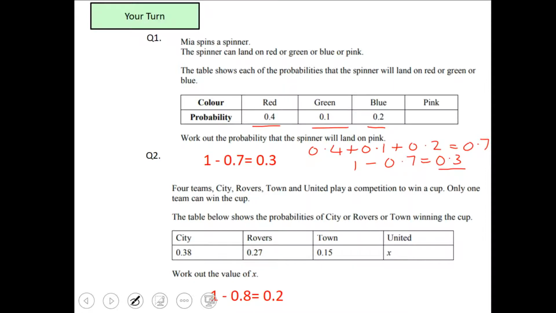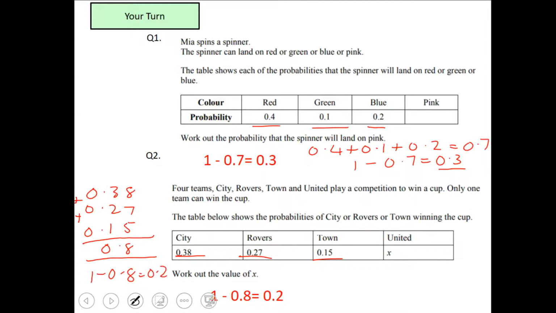And the same for the next question, you have to total these three up. 0.38 plus 0.27 plus 0.15, and the total that you get is 0.8, and you do 1 minus 0.8 and you end up with 0.2. So the probability of United winning the cup is 0.2.